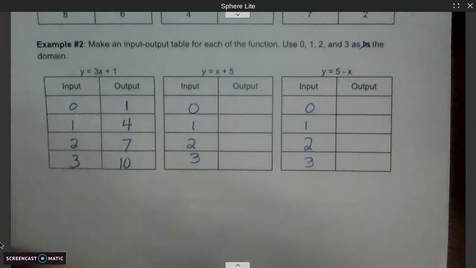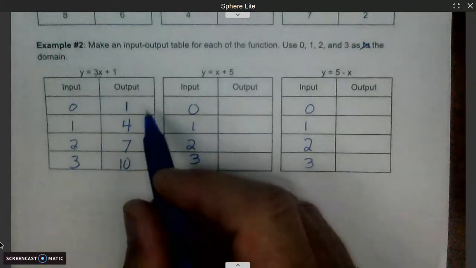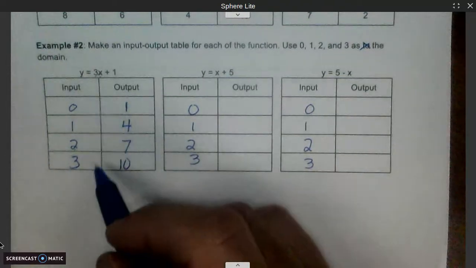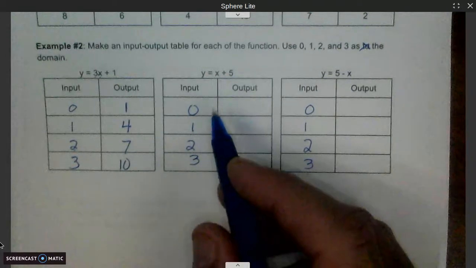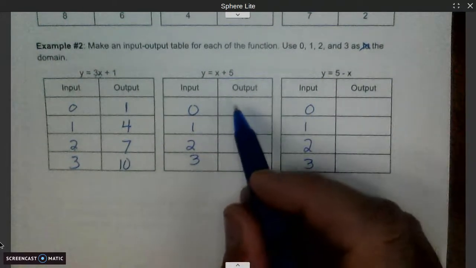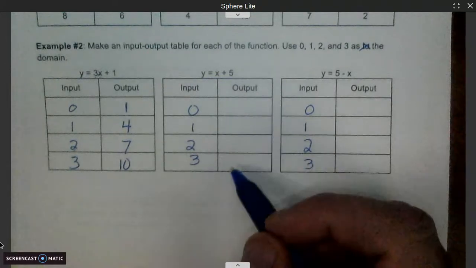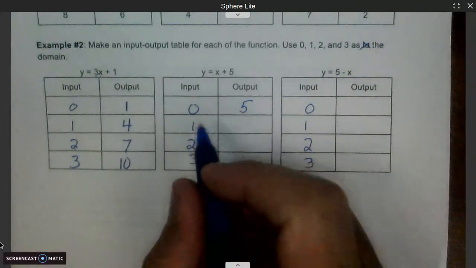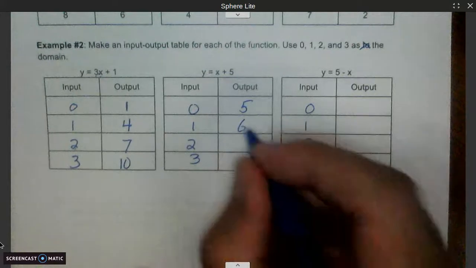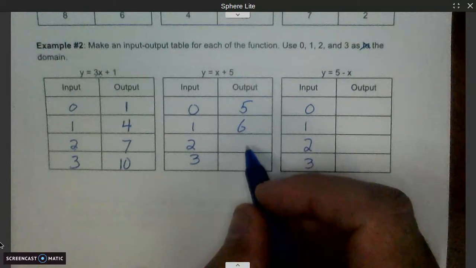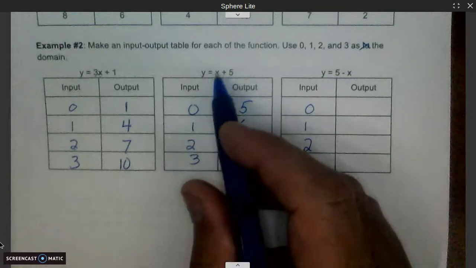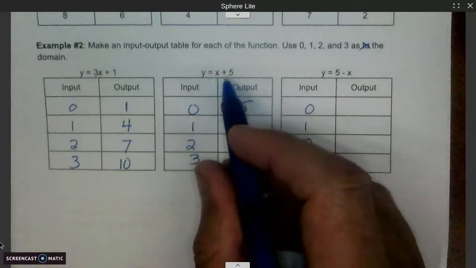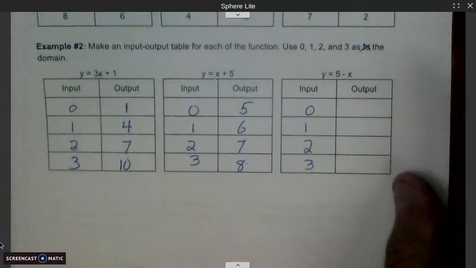You'll also notice a pattern. These are all going up by 1s. These are all going up by 3s. So there's often a pattern that you can see when you're doing these types of problems. Notice these are all going by 1s, so probably there's going to be a pattern for the output. So if I do 0, 0 plus 5 is 5. 1 plus 5 is 6. It has a difference of 1, so I'm guessing this is going to be a 7, but let's double check. 2 plus 5 is 7. I'm guessing this is an 8, but let's just make sure. 3 plus 5 is in fact an 8. So again, you see the pattern.